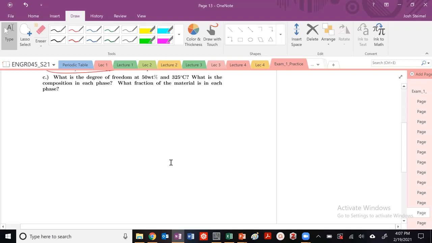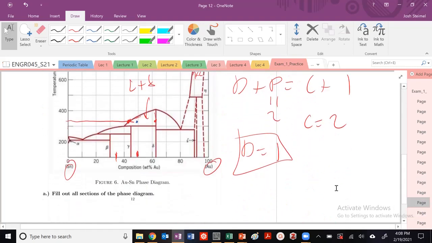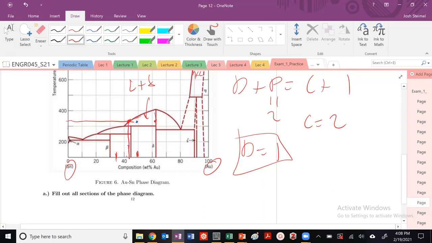Great. Now we're asked what's the composition in each phase, and then what is the fraction of material in each phase. So let's answer that question as well. My composition in the liquid phase is going to be right here, like 42%. My composition in the solid, the delta phase, is going to be about right here, say 62.